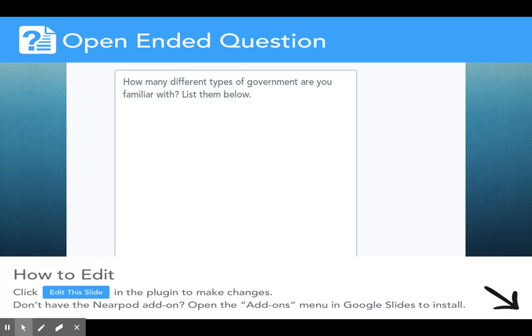How many different types of government are you familiar with? You can't type on this, but you can think about it. Maybe write a list of different types of government you can think of.